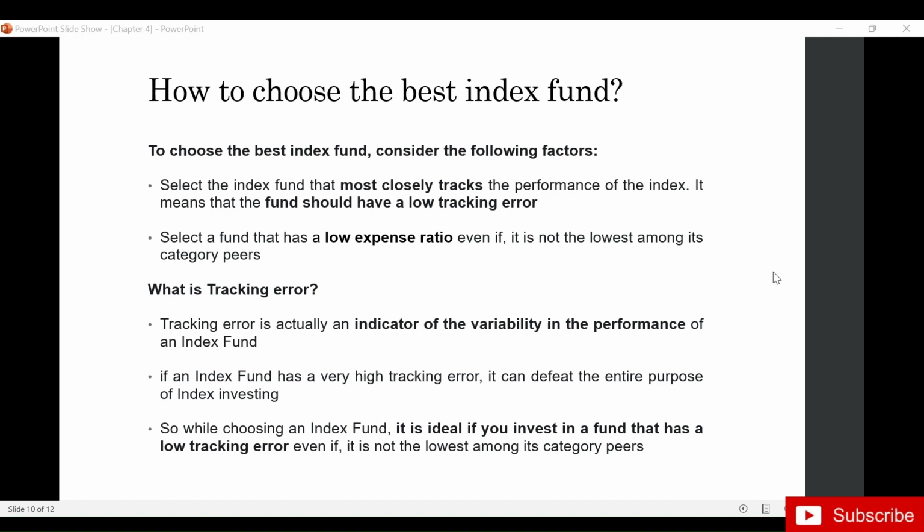Hence, it is very important to choose an index fund which has a very low tracking error and is able to replicate the returns of the index. So to conclude this lesson, an investor should always select an index fund that has a low tracking error and also has a low expense ratio.